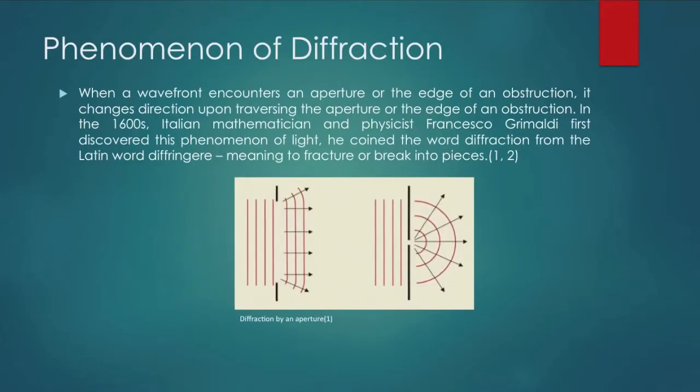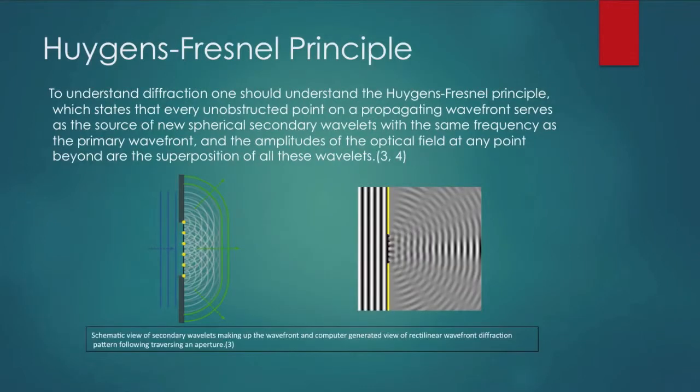Diffraction is a phenomenon where a wavefront of light encounters an aperture or the edge of any obstruction, like the side of a wall. It basically changes direction upon traversing the said aperture or the edge of the obstruction. It was first discovered and described by an Italian mathematician and physicist, Francesco Grimaldi, in the 1600s, and he coined the word diffraction from a Latin word meaning breaking to pieces.